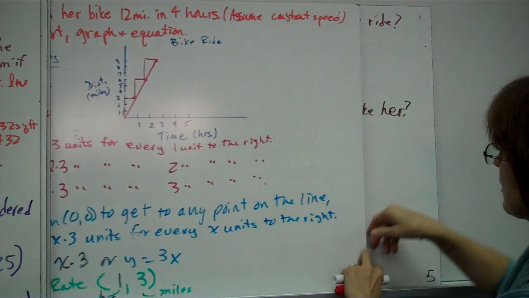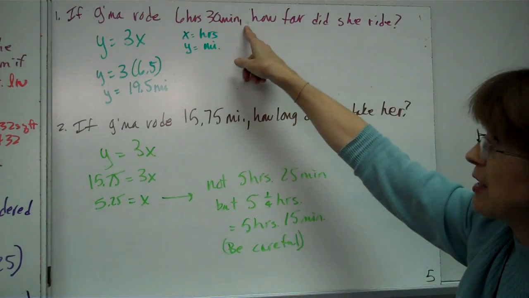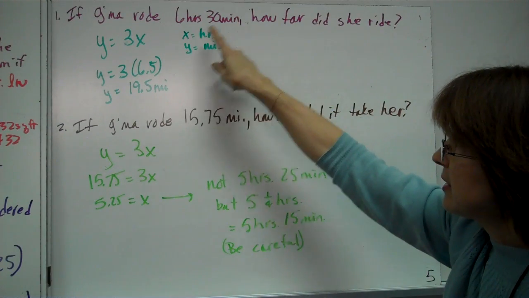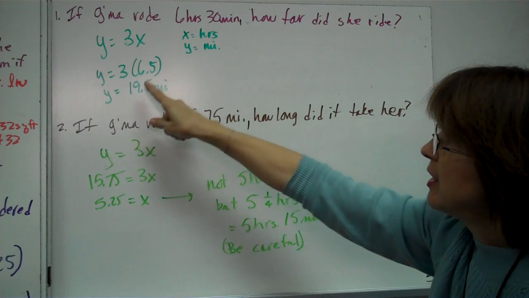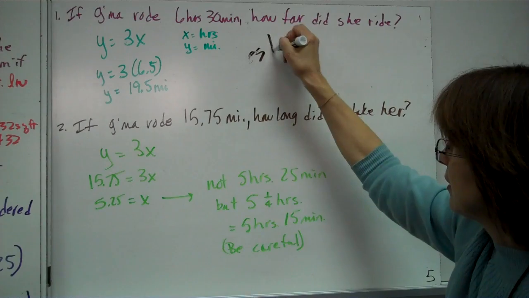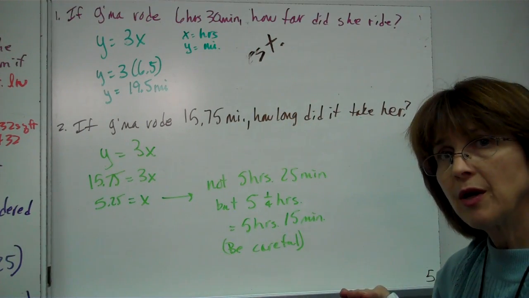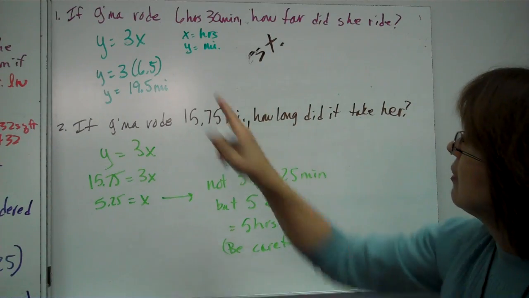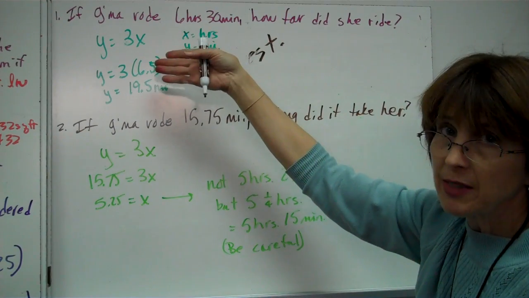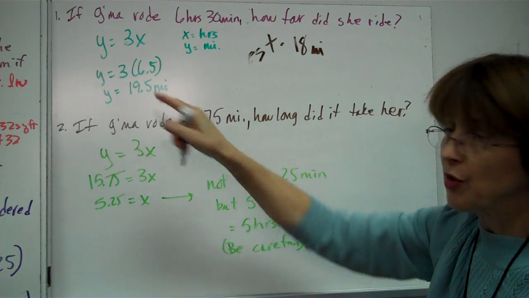Okay, so let's apply this now. Supposing Grandma rode 6 hours and 30 minutes. How far did she ride? Well, remember now, x is your hours, so you plug in 6.5, because 30 minutes is half an hour. Oh, you should estimate first. I forgot about that. For every 1 hour, she goes 3 miles. So she's riding for about 6 hours, so it's going to be about 3 times 6. So we're going to say about 18 miles. And we're right, when you work it in, we get 19.5.